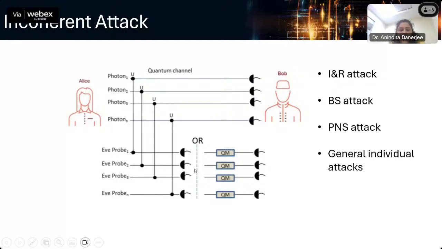Then there is the general, individual attack. So what happens is Eve has a probe and attaches each qubit to the probe, and then you separately measure the states. So you are separately measuring the photons. This is what we are doing at Bob also, as you can see. So this is something which can be experimented.